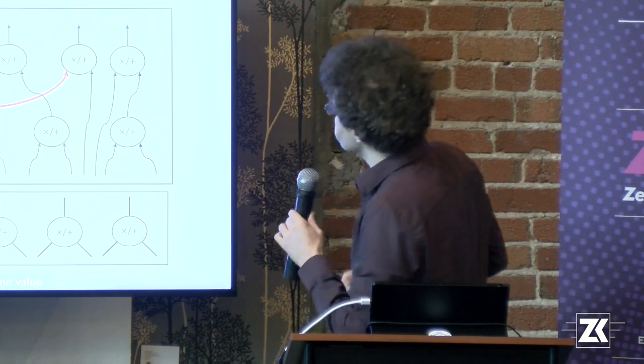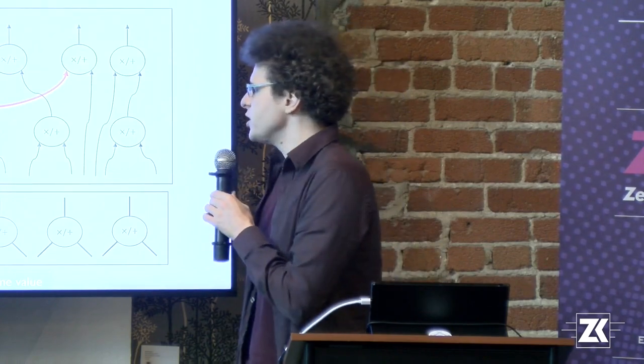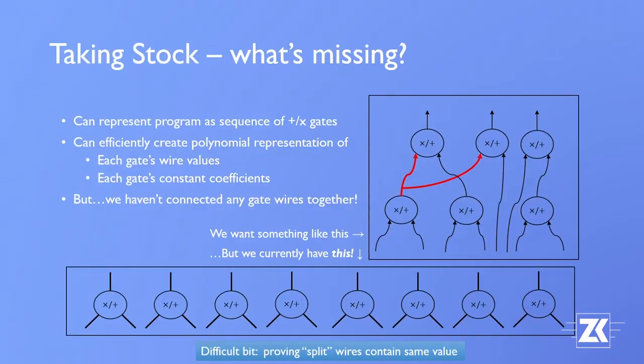But to describe meaningful, interesting circuits, you need to have some kind of wire consistency check as well. You need to check that the wires feeding into all of these gates correctly follow what was intended by the circuit creator. And specifically, that's going to boil down to checking copy relationships. So if you have a split wire like this, you need to check somehow that the wires feeding into these two gates contain the same value, that the wire value has been correctly copied.